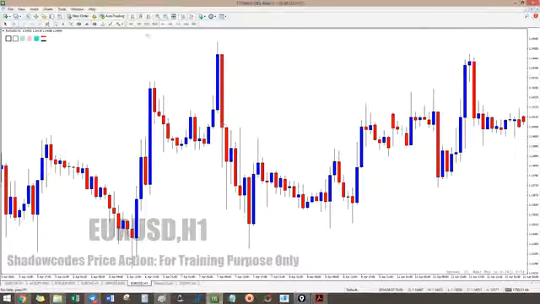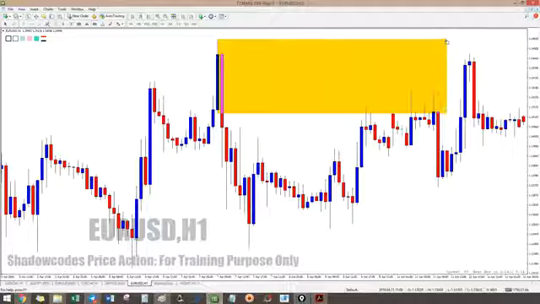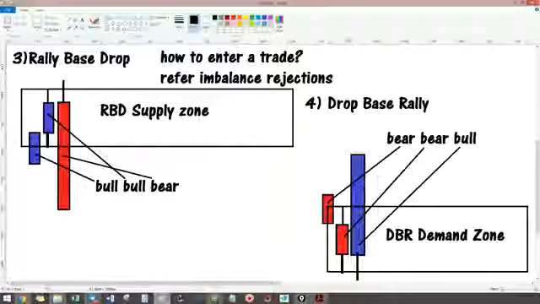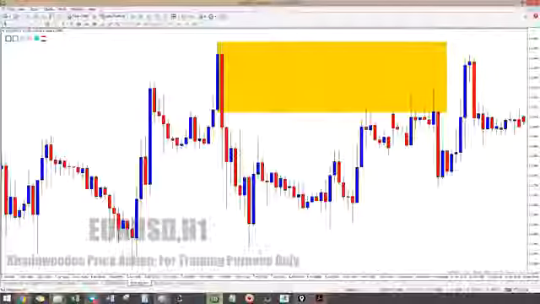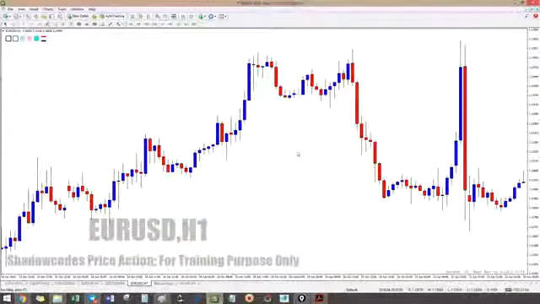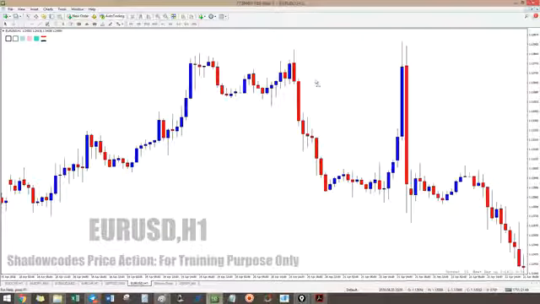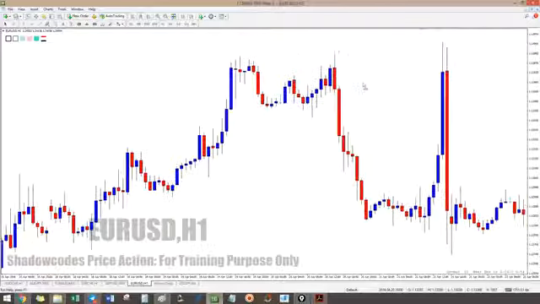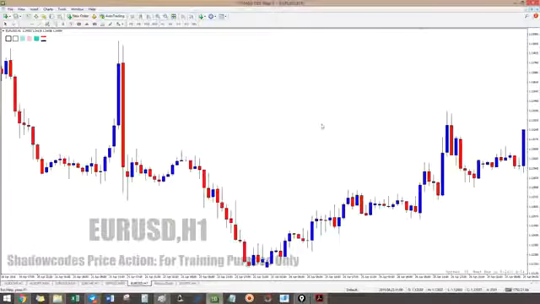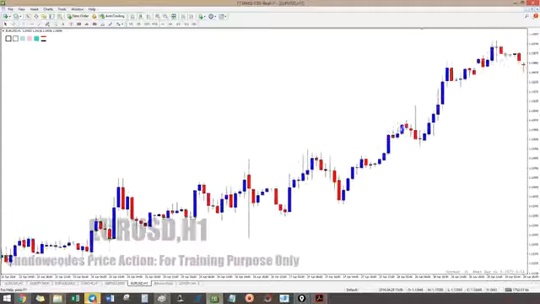So our rally base drop is over here. Okay. This is our rally base drop. Look, rally base drop. 2 bull candle, 1 bear candle. Okay. Let's find another one. This is not it, because we got another one. It is a rally base drop, but I just don't want it to be confusing.